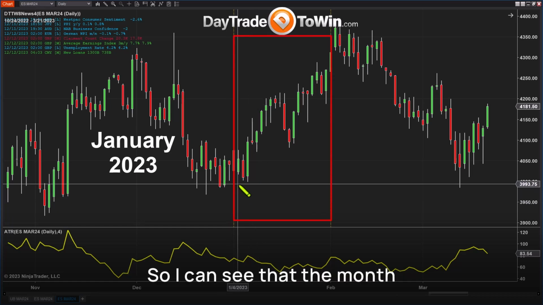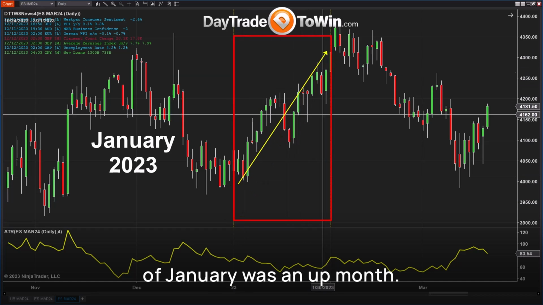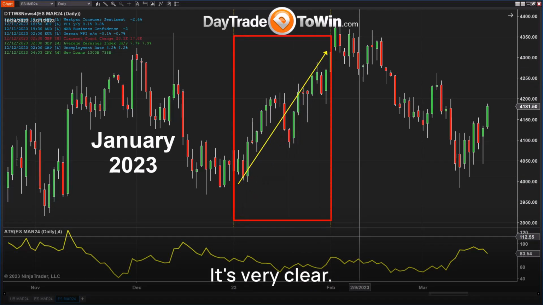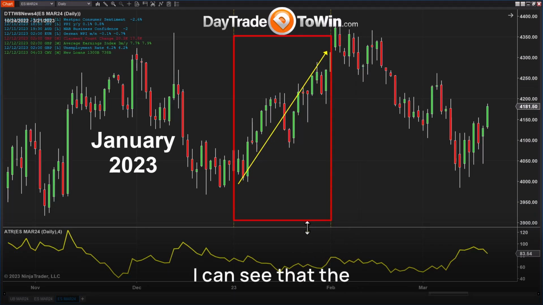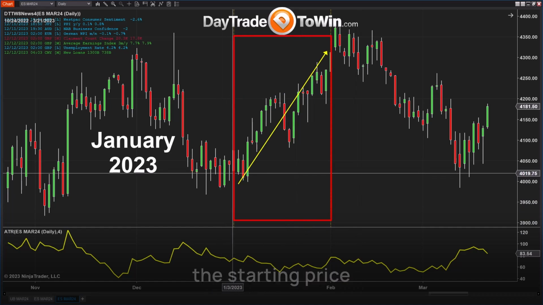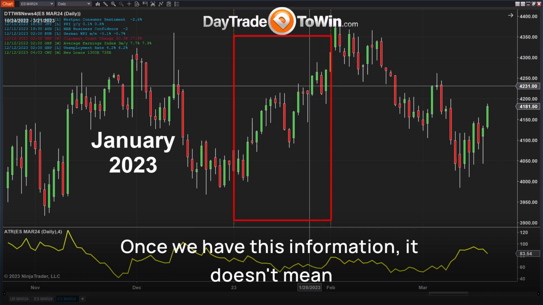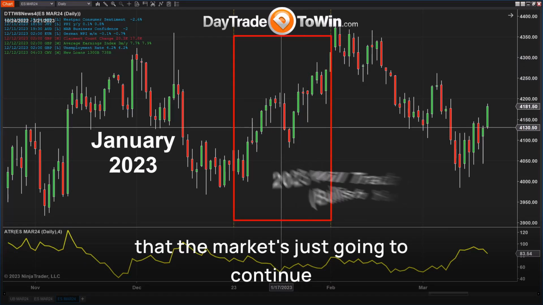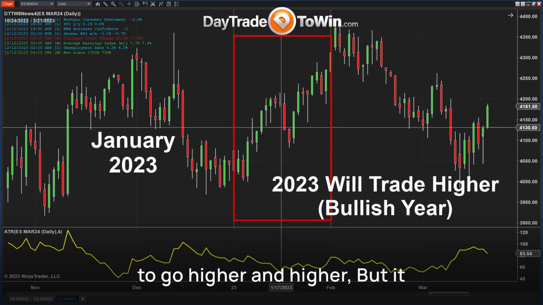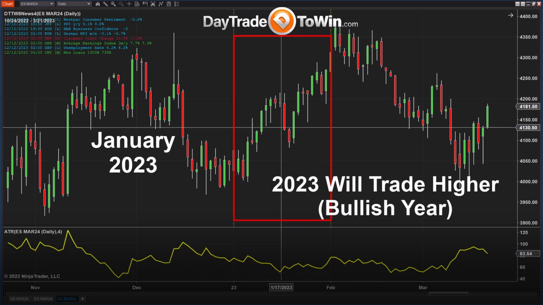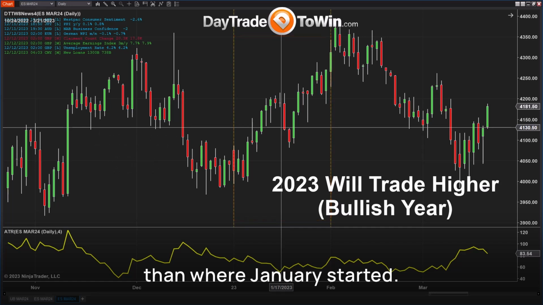So I can see that the month of January was an up month. It's very clear, I can see that the starting price is here and the ending price is here. Once we have this information, it doesn't mean that the market's just going to continue to go higher and higher, but it does tell me that towards the end of the year we're going to have a higher close than where January started.